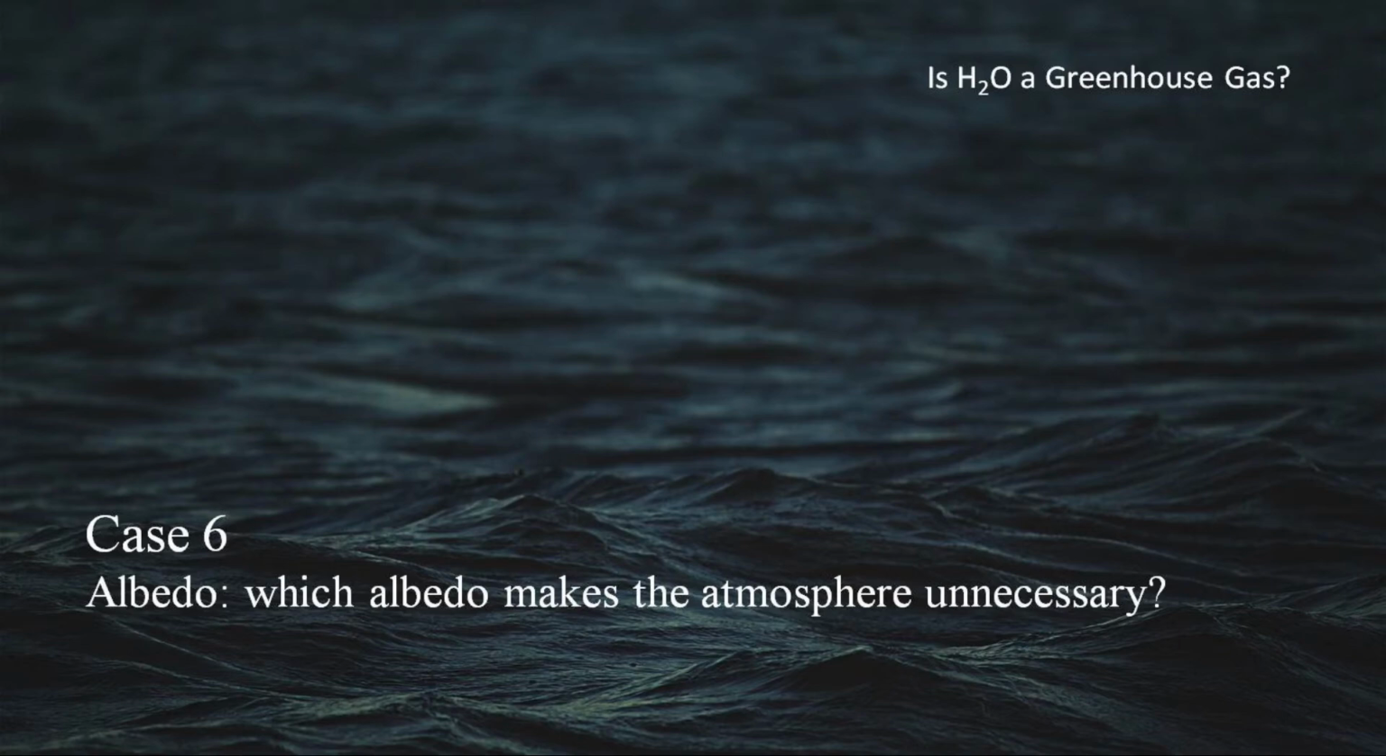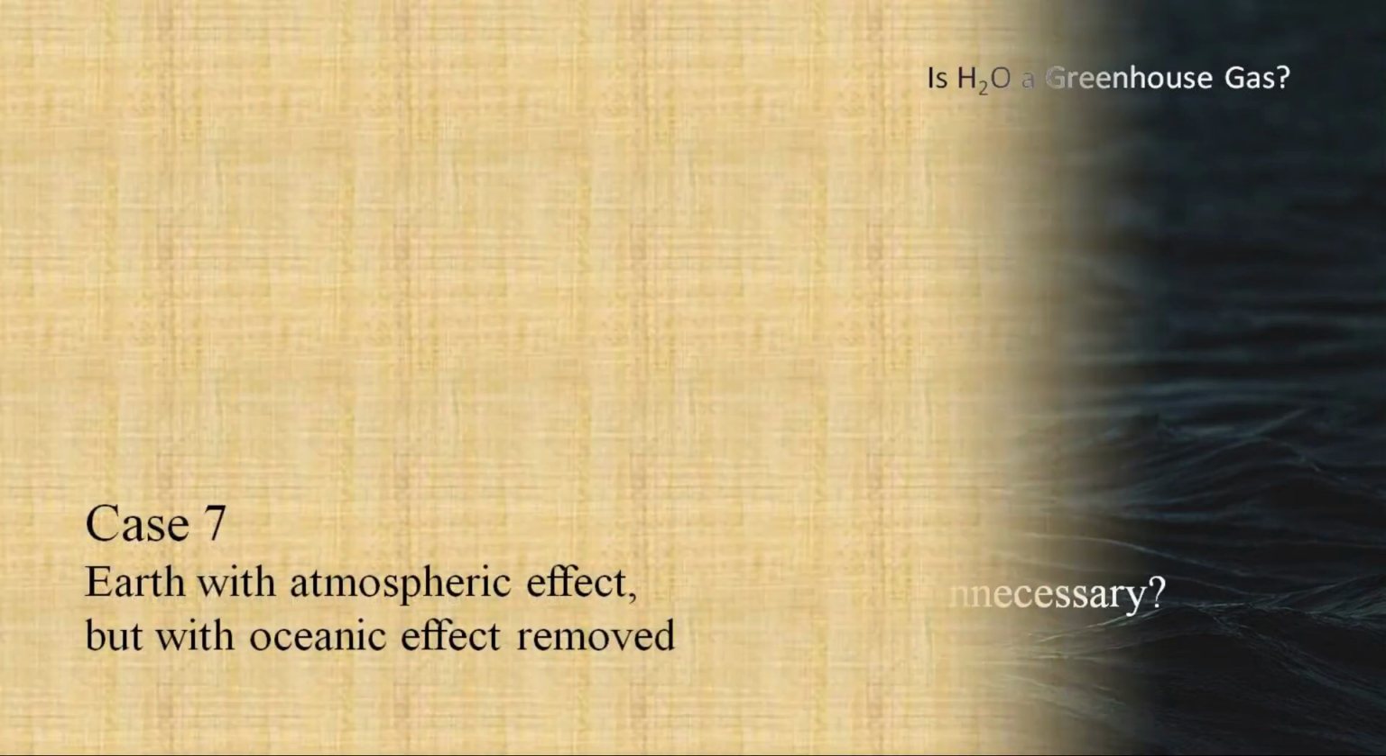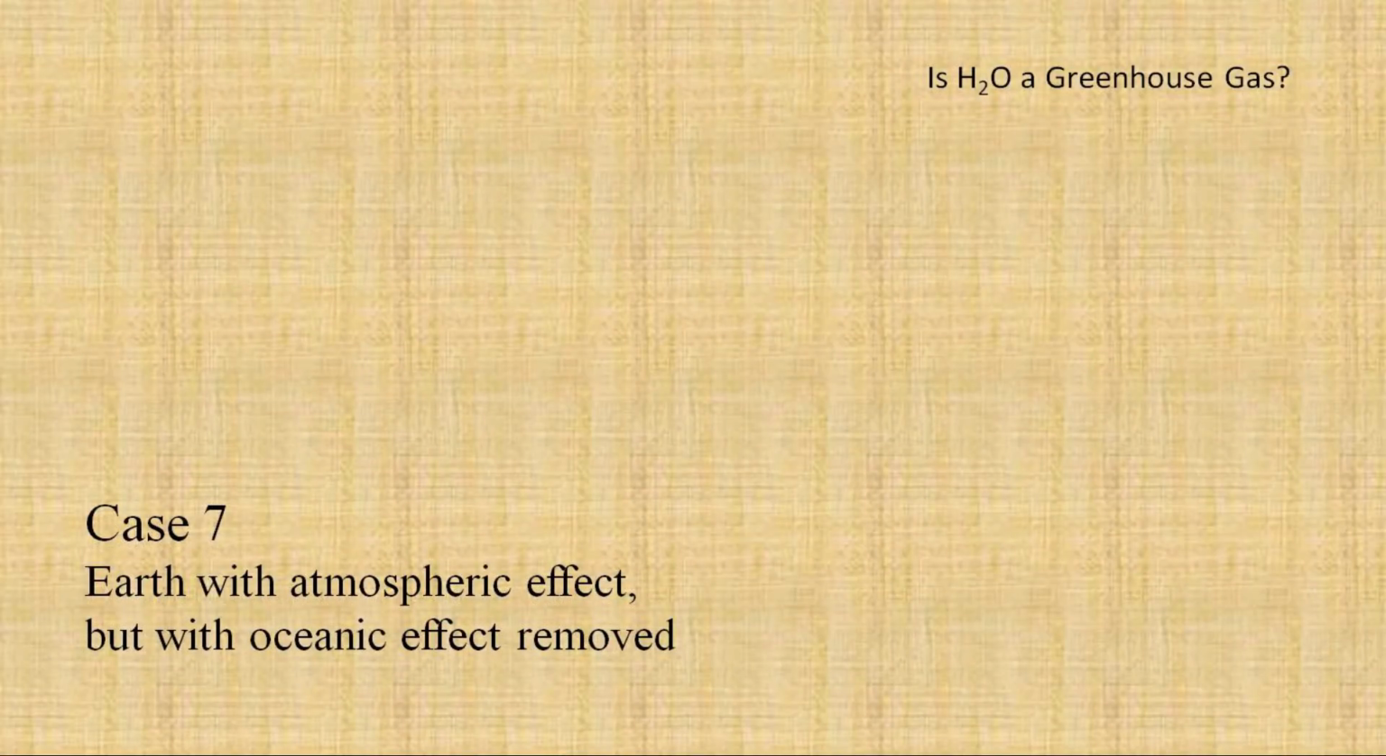Case 6. Albedo. Which albedo reduction makes the atmosphere unnecessary when we want to obtain a temperature equal to the observed 14 degrees Celsius? We here skip the technical details and discuss the results in the section Results and Conclusions. Case 7. Earth with atmospheric effect, but with oceanic effect removed. Again, we discuss the results in what follows.